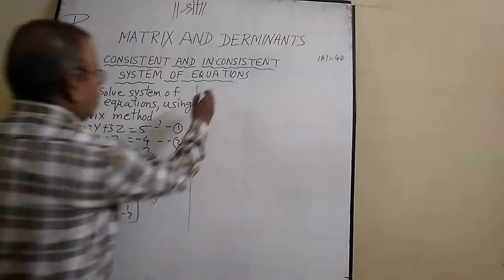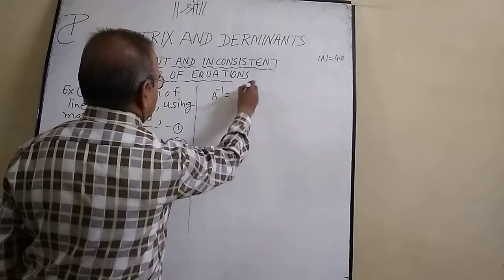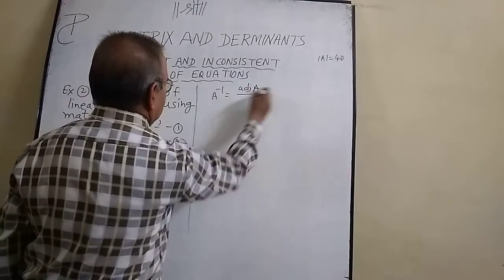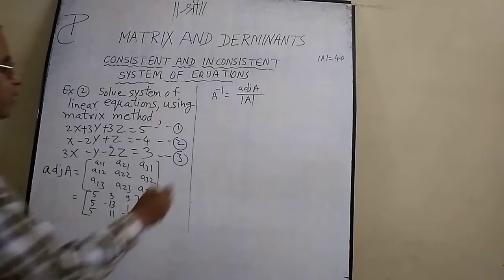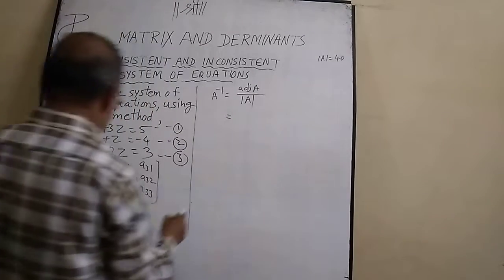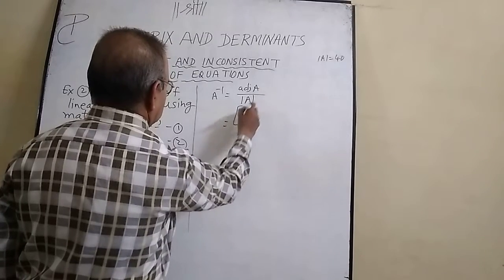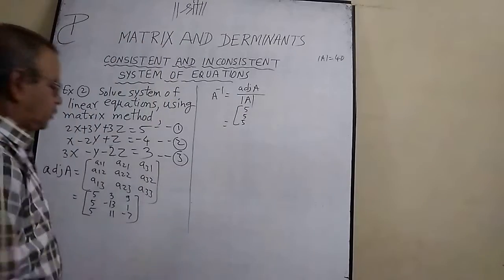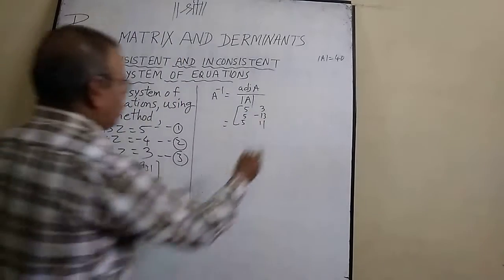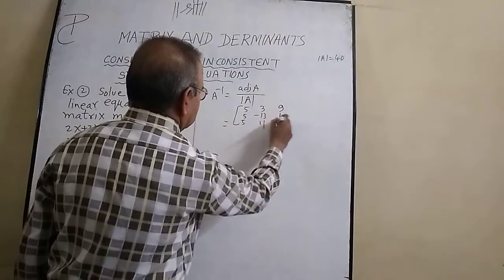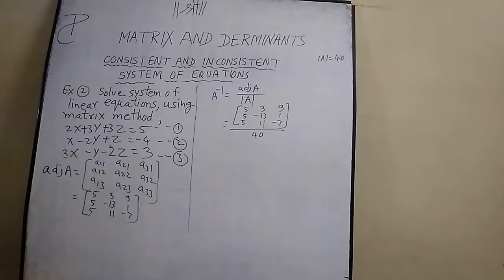Now we find the A inverse, that is equal to adjoint A upon determinant of A. So this adjoint A value is equal to 5, 5, 5 in the first column, 3, minus 13, 11, and 9, 1, minus 7, upon the value of determinant, which is 40.